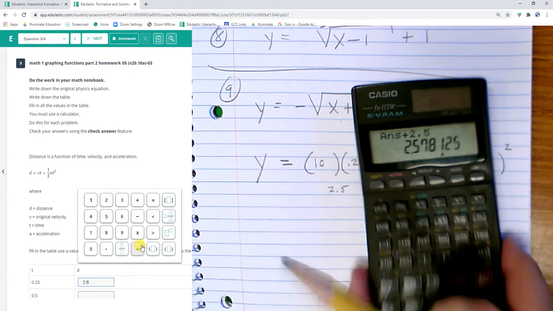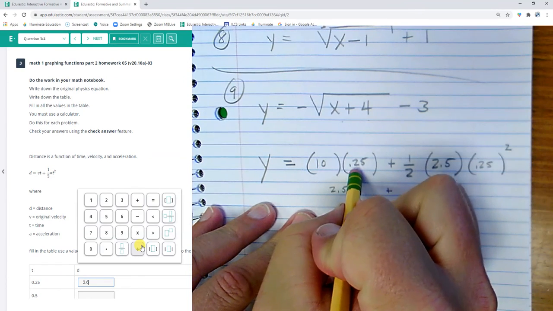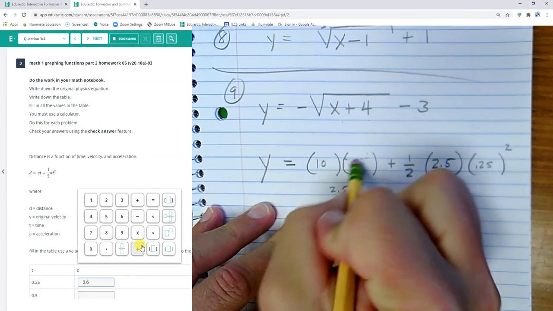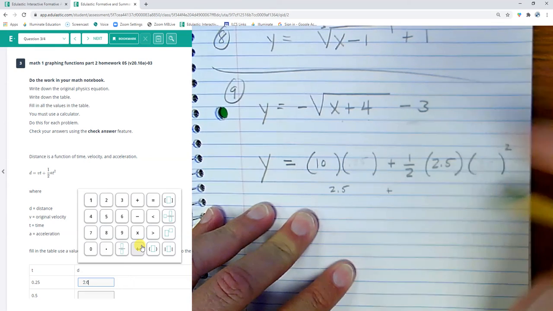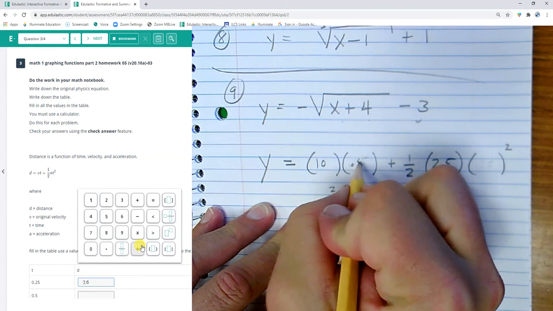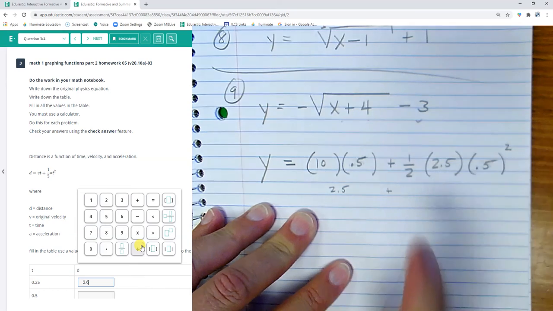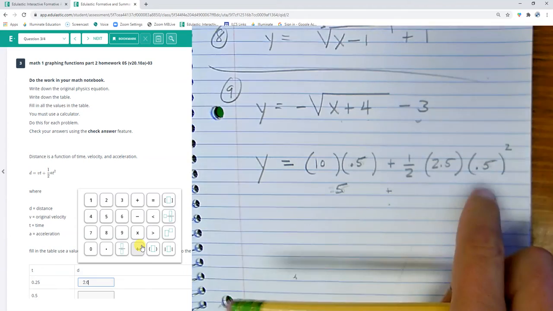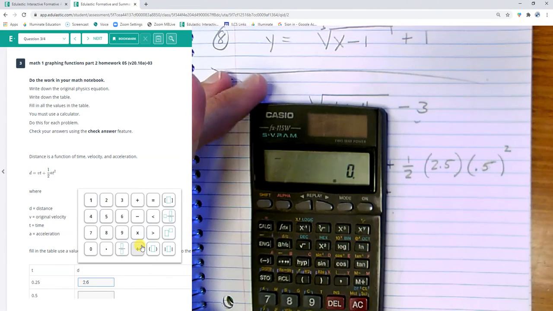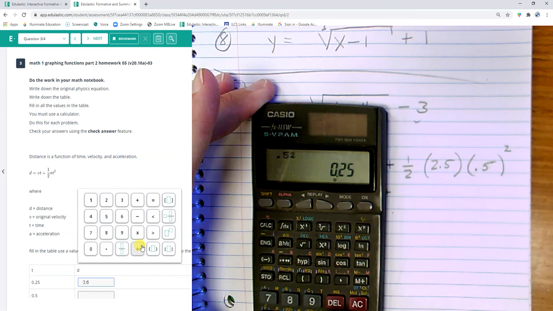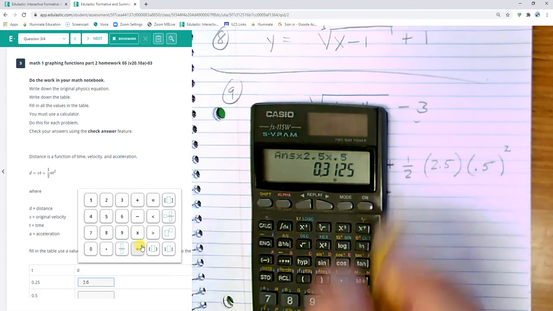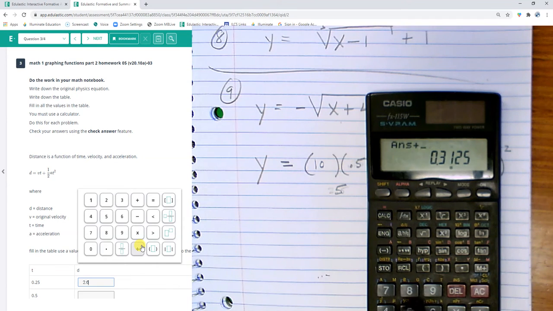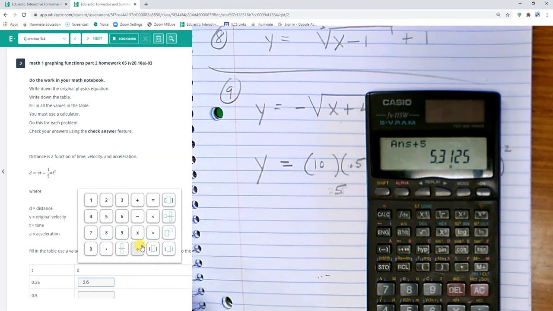Okay, let's do it again. But it's not a 2.5, this time it's a 0.5. So that would turn this into a 5. And let's do this math right here: 0.5 squared times 2.5 times 0.5. That gives me 0.3125, and then I have to add that to the 5, which gives me 5.3, which matches up with my answer key.